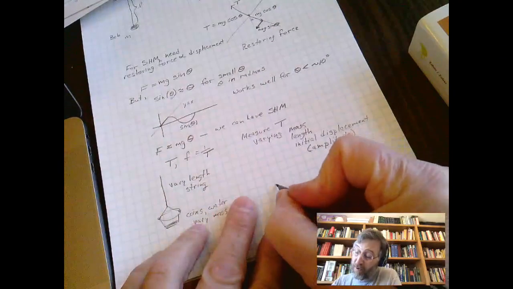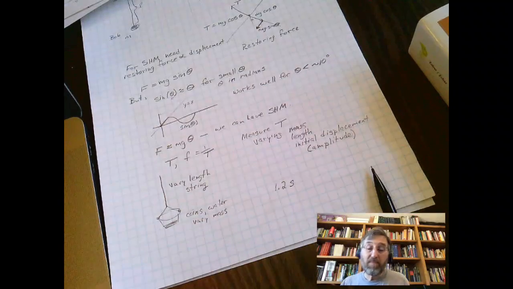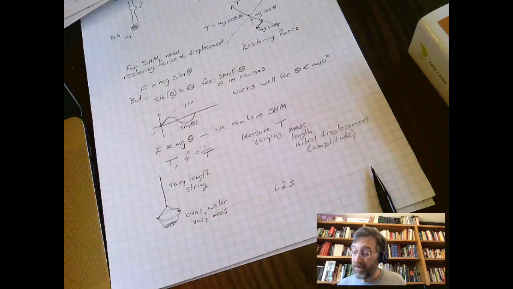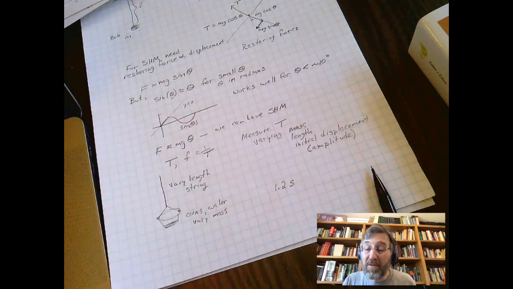Okay, so we have 1.2 seconds. Now, what do you think will happen if I shorten the string? Will the period go down or up? Devlin thinks it'll go down.